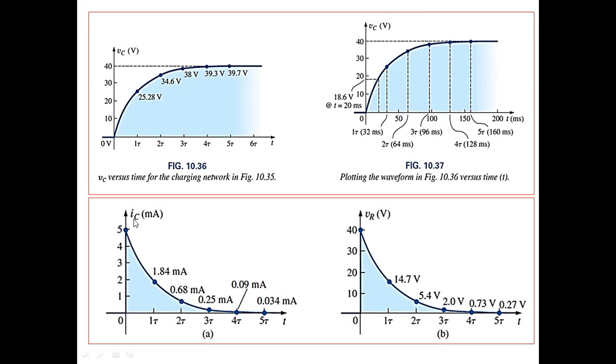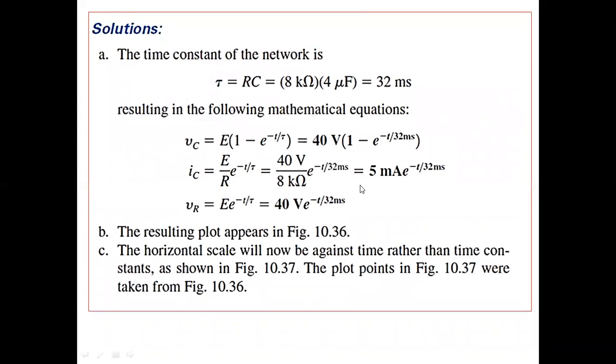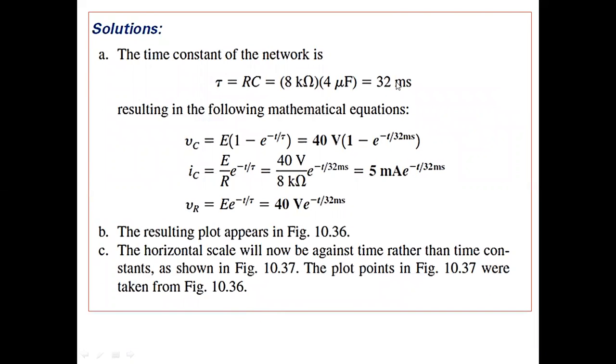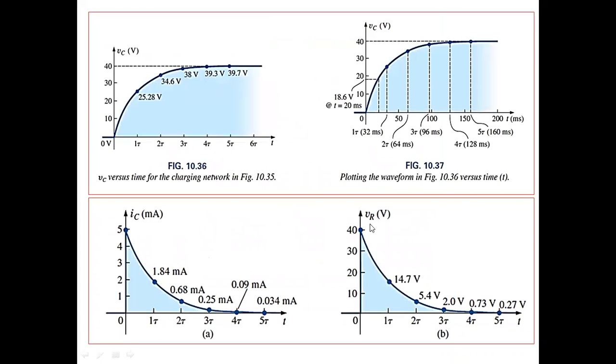Now the current for the RC in the charging phase is an exponentially decaying graph. This is versus the time constant. Putting t equals 1 tau, we will get how much? 1.84. Similarly 0.68 for 2 tau, and for t equals 3 tau, you will get this. The tau value is 32 milliseconds. Now this is the VR, which is also an exponentially decaying graph.